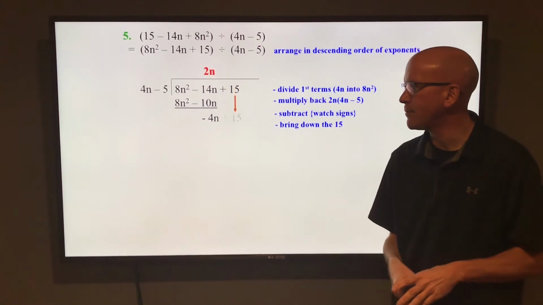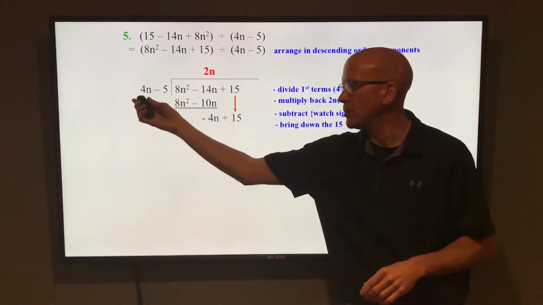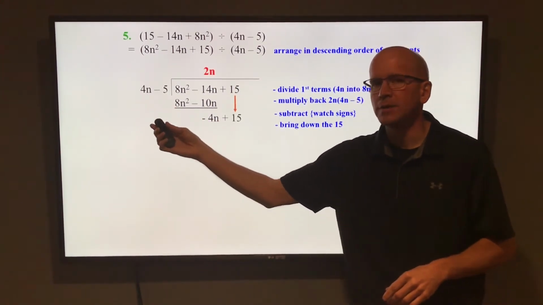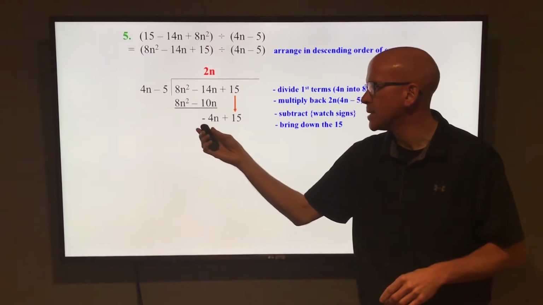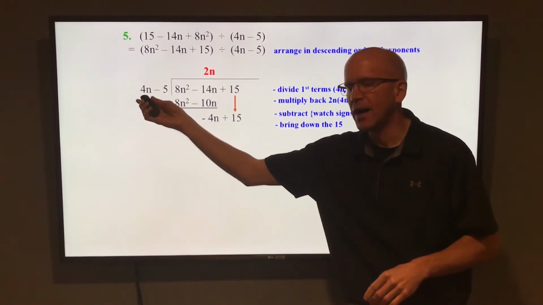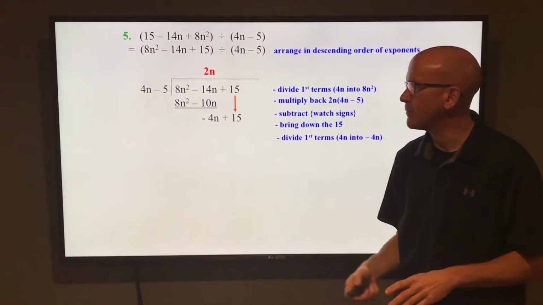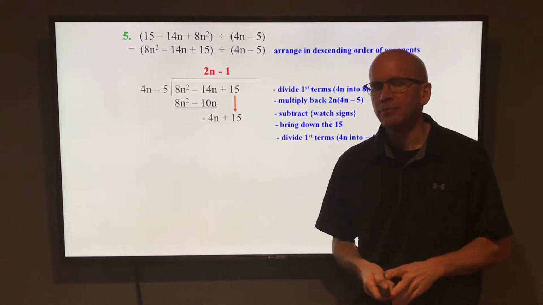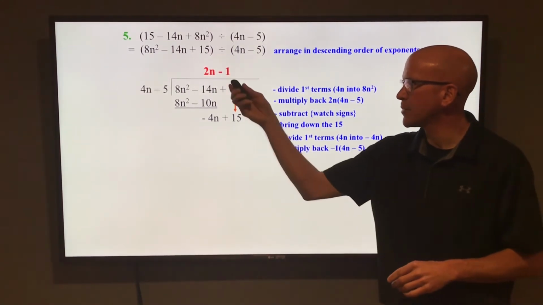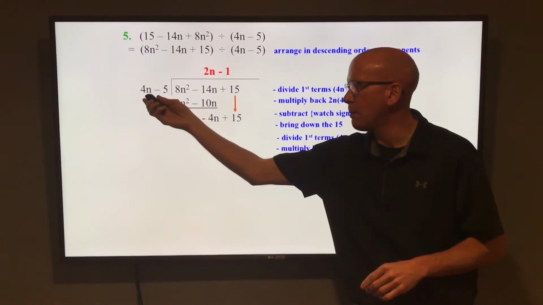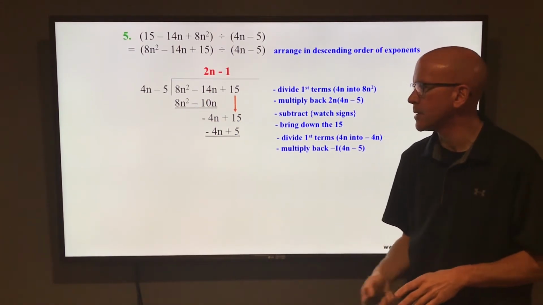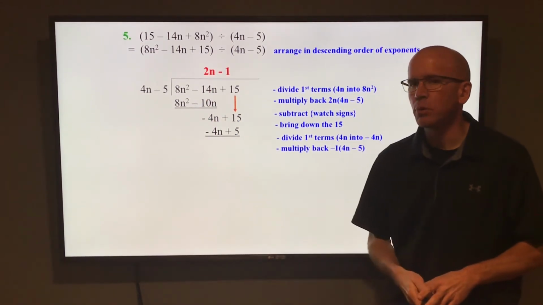After you subtract, bring down the next term. So bring down that 15. And then you're dividing again. You're dividing 4n into negative 4n. So just divide the first terms. Negative 4n divided by 4n, that is negative 1. Put that up top. After you put that number up top, multiply back with the distributive property. Multiply negative 1 by 4n minus 5 with the distributive property. That is negative 4n plus 5.